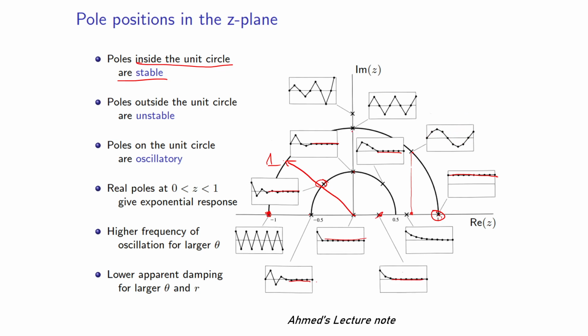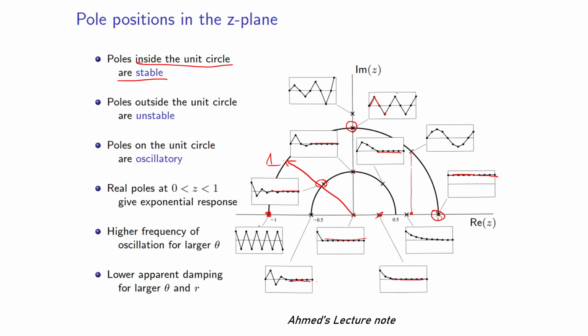And if the location of the pole is on the imaginary axis and still on the circle, then you have oscillation like this. So you also drop to 0 like this, and then to the negative, and then repeat. Different from this one where you don't have the 0 value. It just is bounded between one.